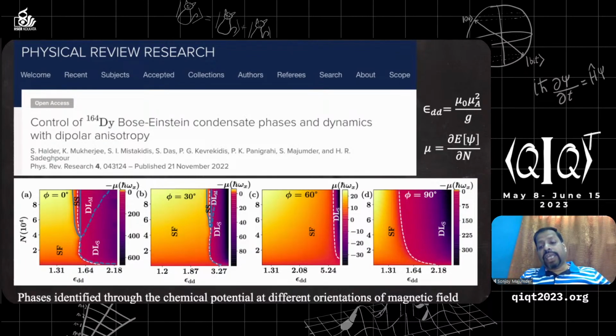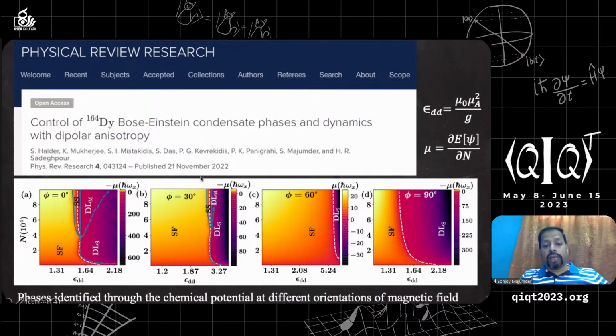you will get a single droplet. So both phenomena can be observed: the disappearing of the supersolid when the external magnetic field moves away from the z direction, and also the disappearing of the cluster of droplets. These are real quantum control here.